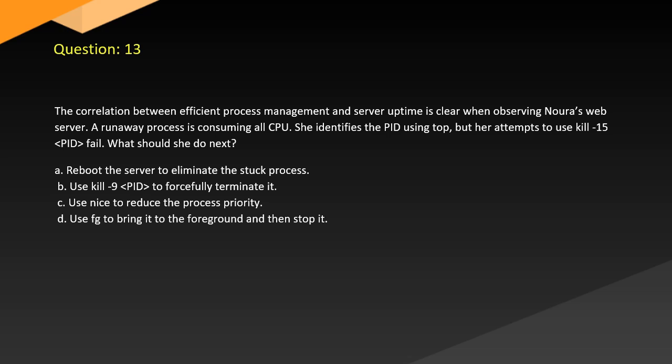Question 13. The correlation between efficient process management and server uptime is clear when observing Nura's web server. A runaway process is consuming all CPU. She identifies the PID using top, but her attempts to use kill -15 fail. What should she do next? A. Reboot the server to eliminate the stuck process. B. Use kill -9 to forcefully terminate it. C. Use nice to reduce the process priority. D. Use fg to bring it to the foreground and then stop it.